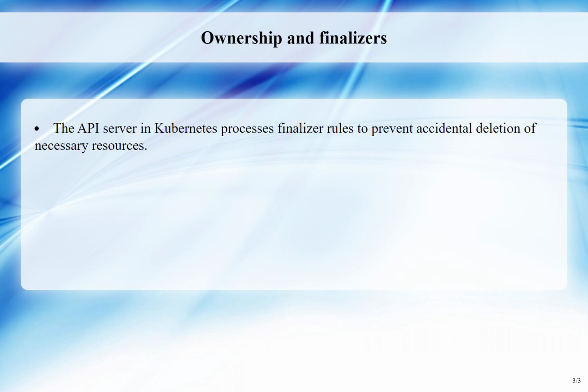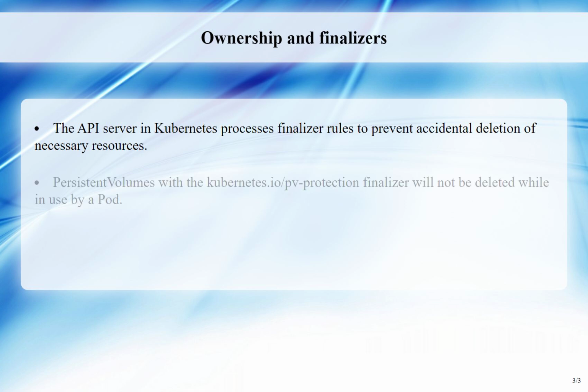Ownership and finalizers. When deleting a resource in Kubernetes, the API server allows the managing controller to process any finalizer rules for the resource to prevent accidental deletion of resources still needed for the cluster to function correctly. For example, a persistent volume with the kubernetes.io/pv-protection finalizer will not be deleted immediately if it is still in use by a pod.